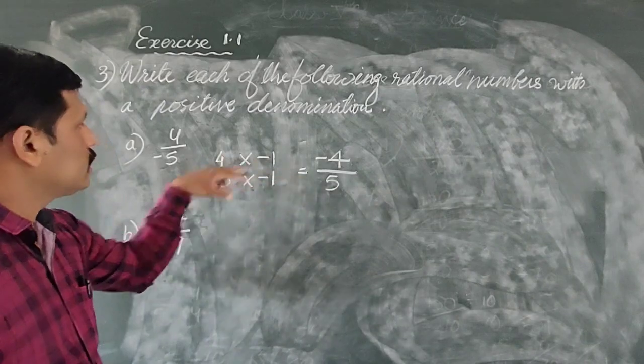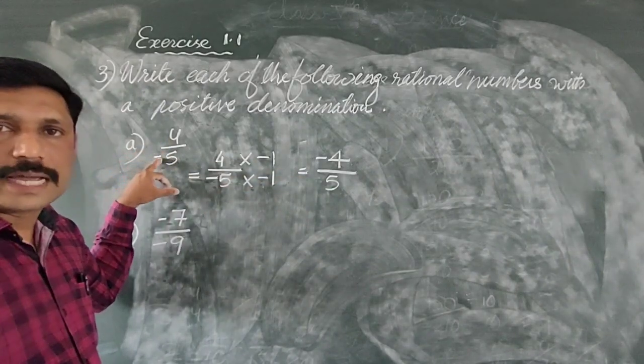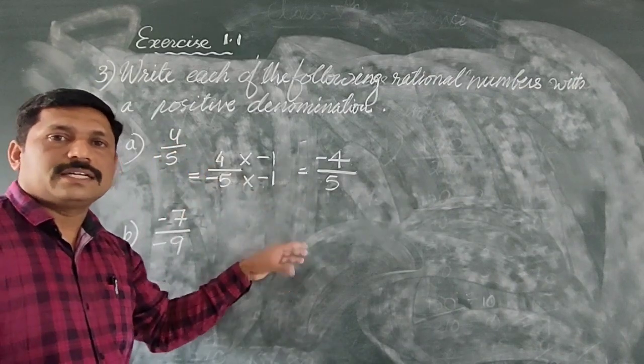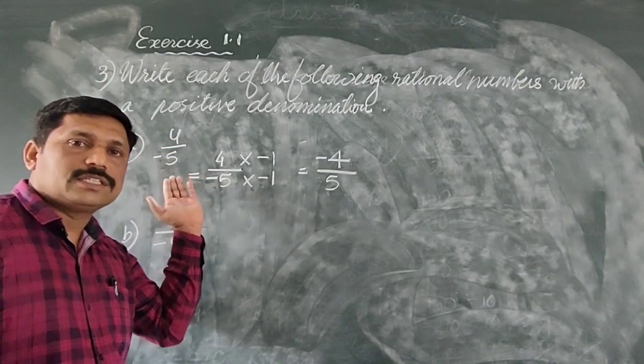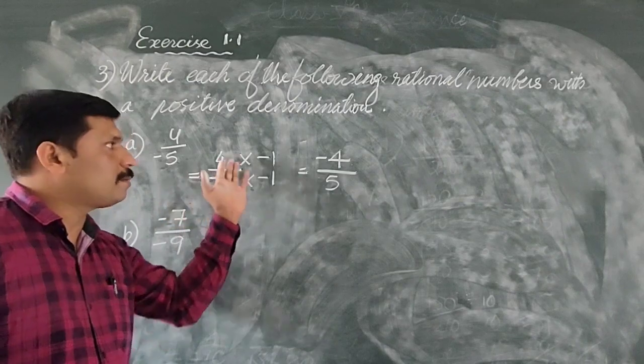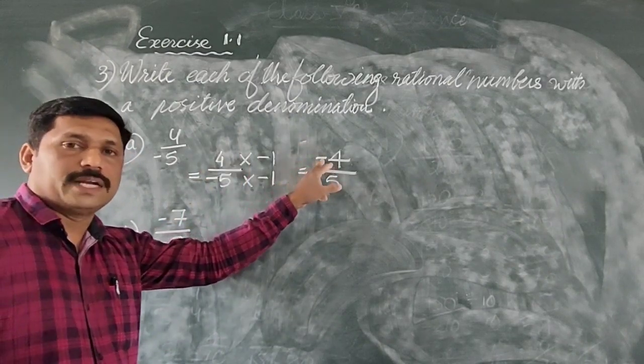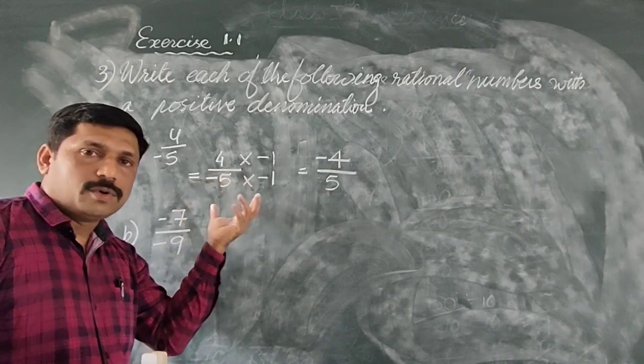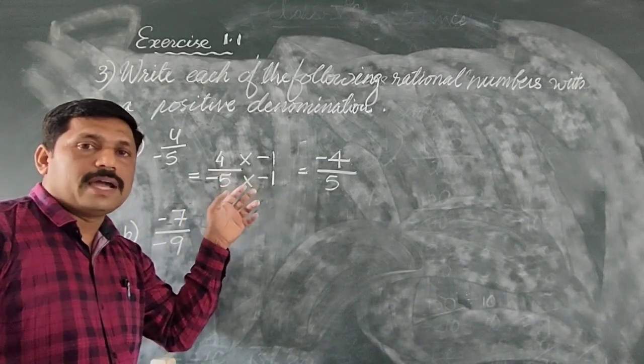And here you can see that now the negative symbol is shifted to the upside. So the simple method is that if the denominator is negative, we just take the negative symbol from there and put it in the numerator. But the real process is this: we multiply both the denominator and numerator by negative 1.